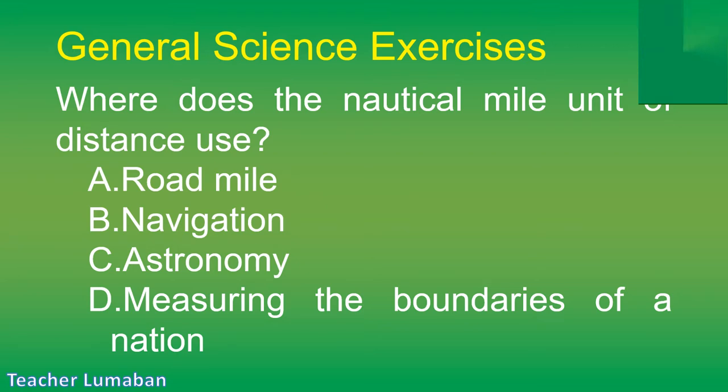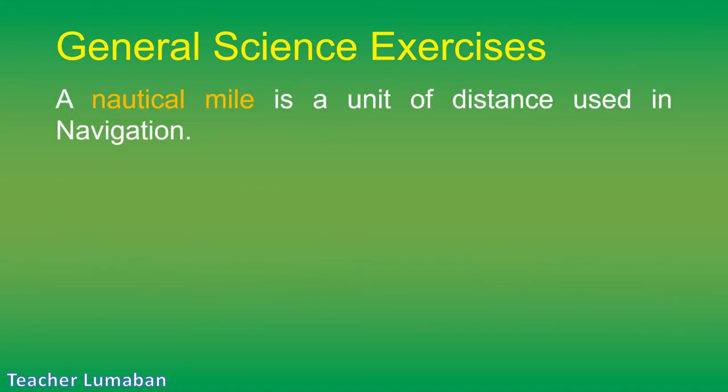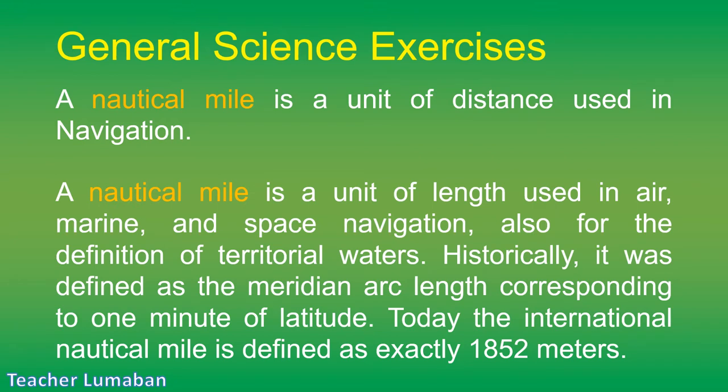The correct answer is letter B, navigation. A nautical mile is a unit of distance used in navigation. A nautical mile is a unit of length used in air, marine, and space navigation, and also for the definition of territorial waters. Historically, it was defined as the meridian arc length corresponding to 1 minute of latitude. Today, the international nautical mile is defined as exactly 1,852 meters.